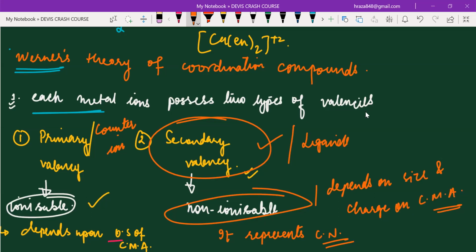Is that clear? If the atom is larger, that means it will have more d orbitals, or there will be a lot of space to take electrons. Or if the atom will have more charge, it will be requiring more ligands to satisfy itself.